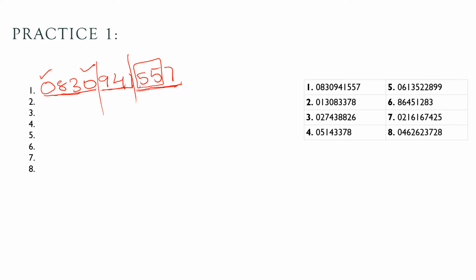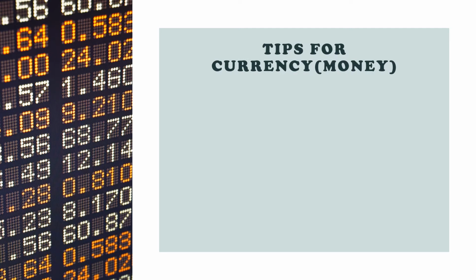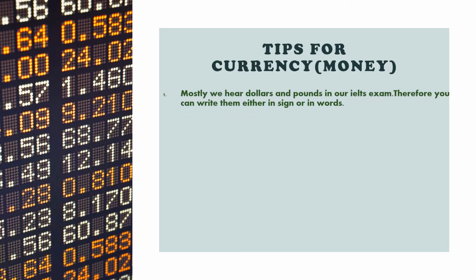Okay, let's move on to the next one. Next is currency, that is money: dollars, euros, pounds. These are the common ones that we get in our exam. So mostly we hear them: the chair cost $20, the house was $25 million, something like that. So we hear dollars and pounds and euros in our IELTS exam.